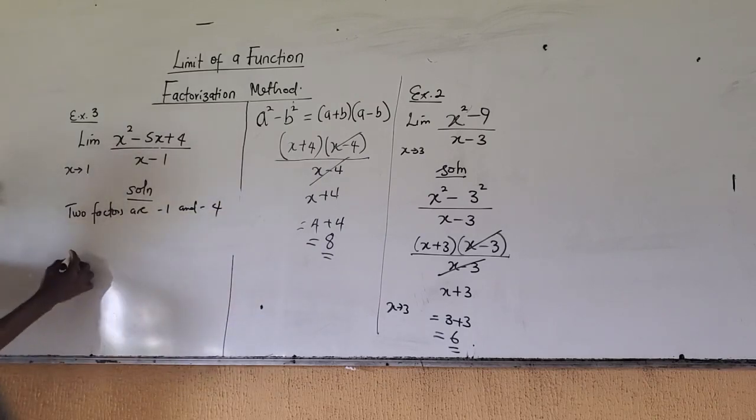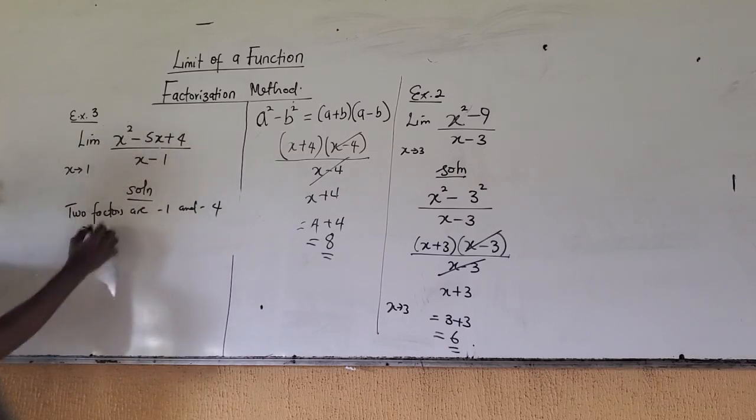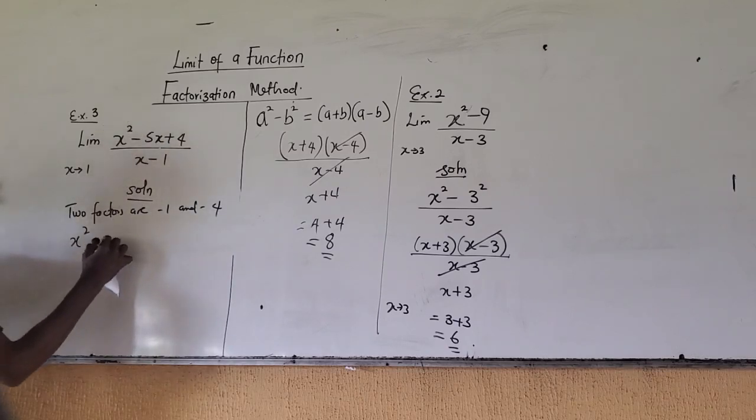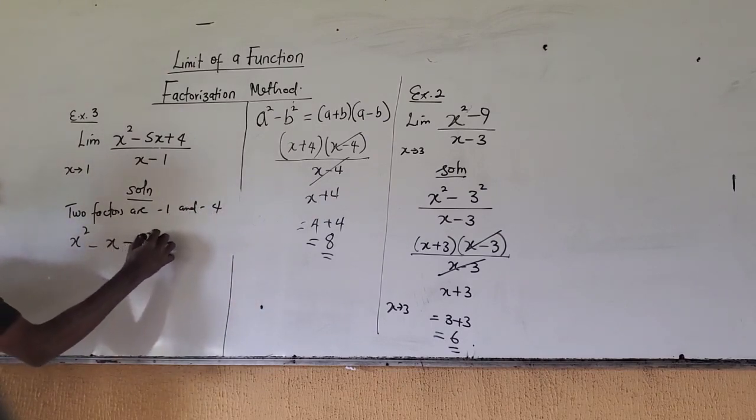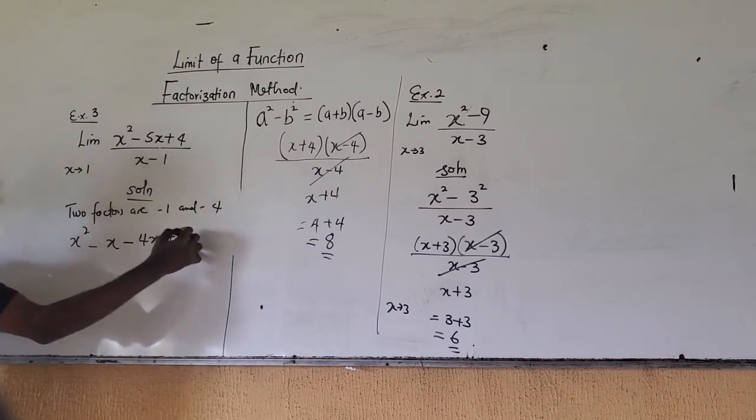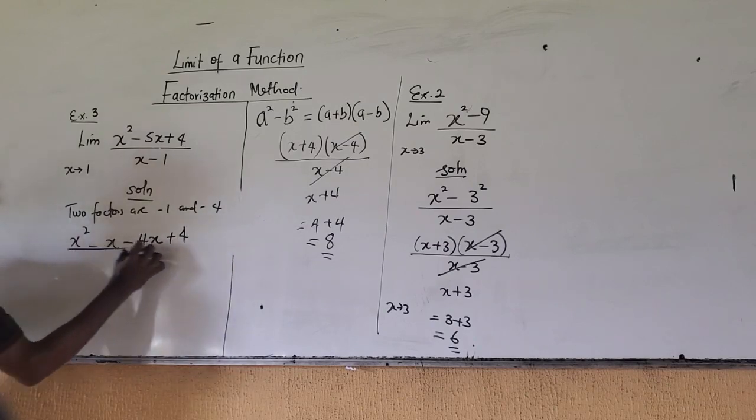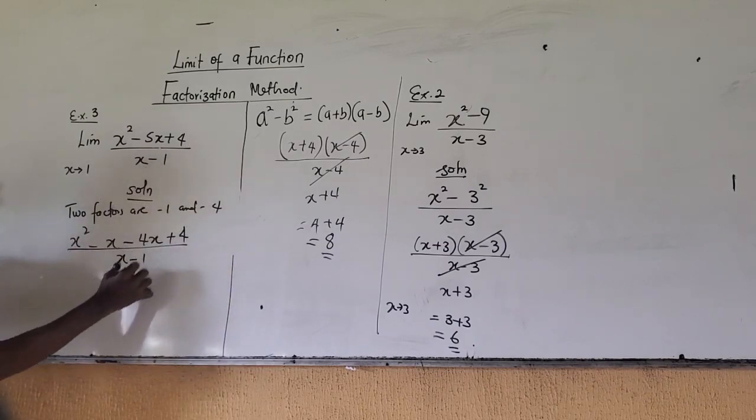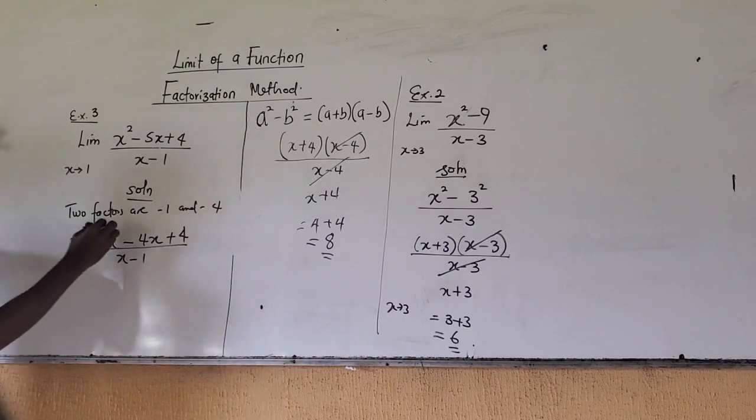So to express this, our numerator becomes x squared. In a quadratic, you replace the second term with the two factors. Minus 1 is minus x. Minus 4 will be minus 4x, plus the constant here, 4, all over x minus 1. Okay, if this is true, I can group this.